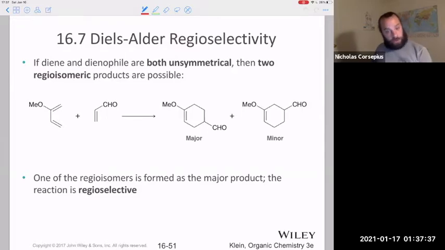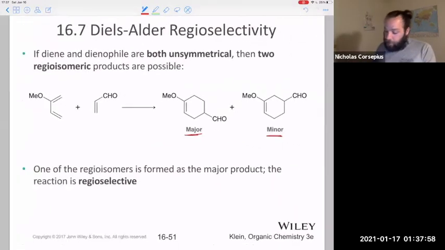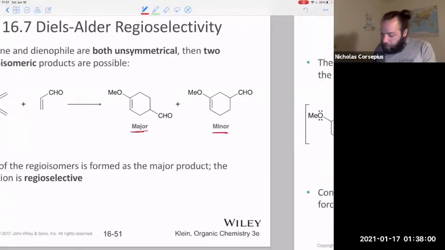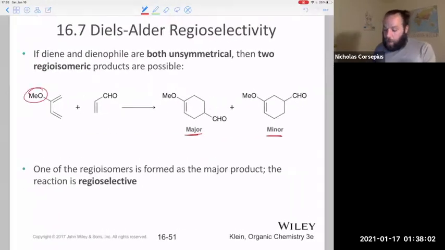It turns out that there are 2 possible products that you could get. And we have 1 major product and 1 minor product. So there's something deeper at work here that's leading to one of these constitutional isomers to be favored over the other. And what is that? This is going to be especially true when the diene is substituted with an electron donating group.